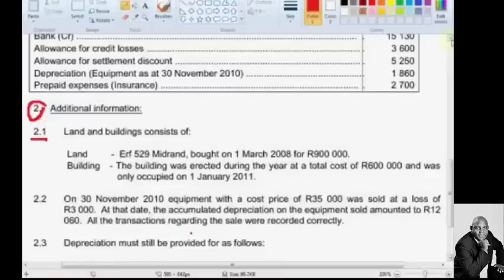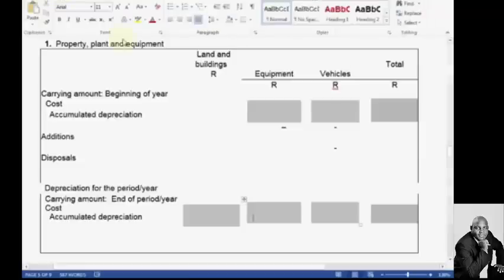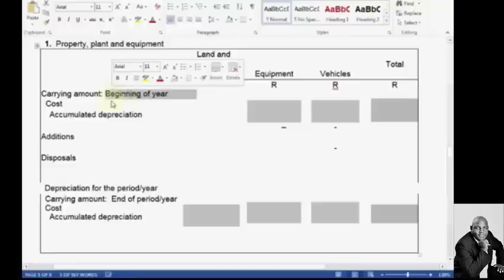Okay, so the first adjustment says land and buildings consist of land, ERF mid-rent. It was bought on the 1st of March 2008 for 900,000. If you remember on our layout, the first thing is the carrying amount at the beginning of the year. I just want to explain that a little bit, because I know this question is making a lot of people unhappy, because lots of people are confused.